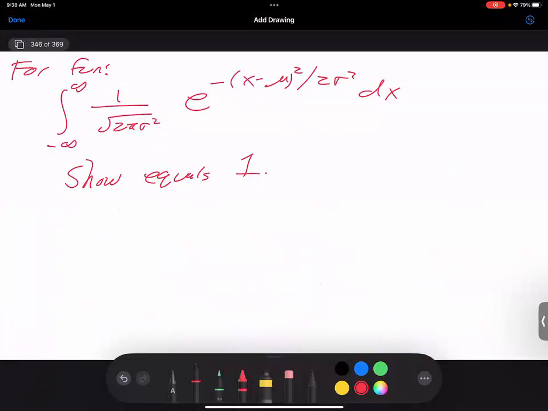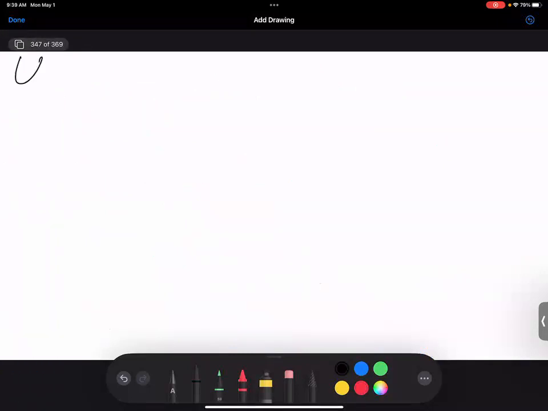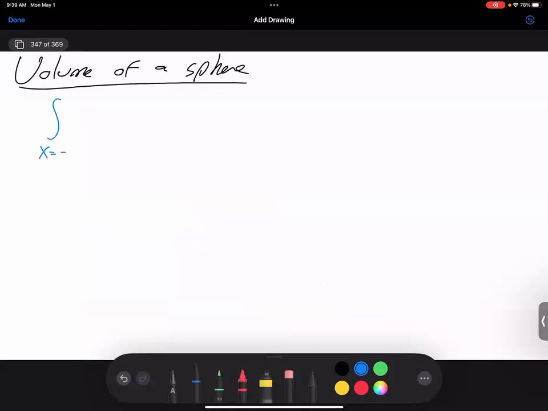Okay, so let's try to calculate the volume of a sphere. So when you think of a sphere, what natural coordinate system to think of? Spherical. But we could actually do this with polar. And if we're going to do it with polar, we would want to then integrate over a circle. And so this is the same as integrating x goes from, do we still want to do the radius as 1 or do we want to do the radius as capital R?